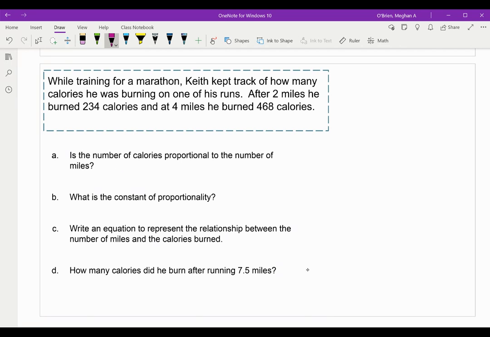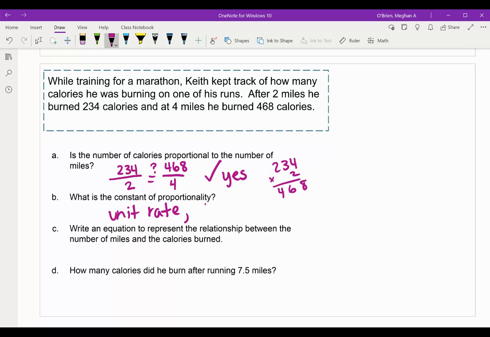So I want to know, is 234 calories per 2 miles equivalent to 468 calories in 4 miles? Sorry, I think I said 2 minutes. And they are, because 234 doubled is 468 and 2 doubled is 4. I know that they are proportional. So what is the constant? Well, that's like the unit rate.